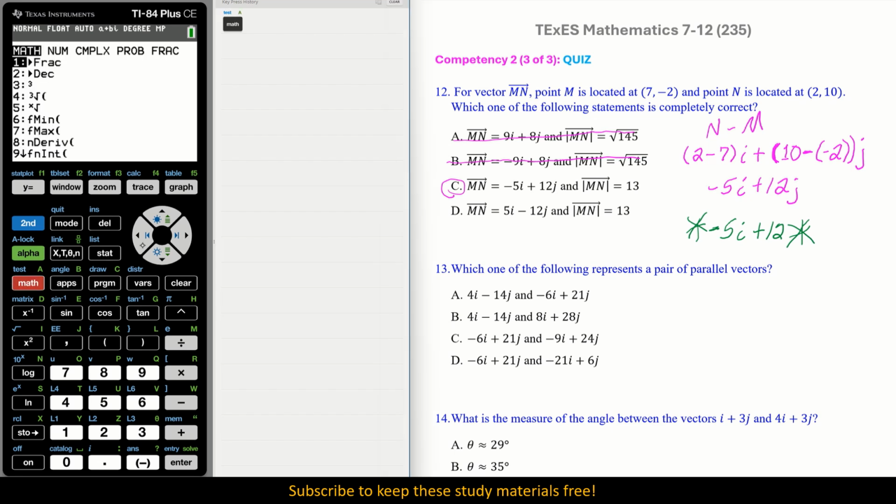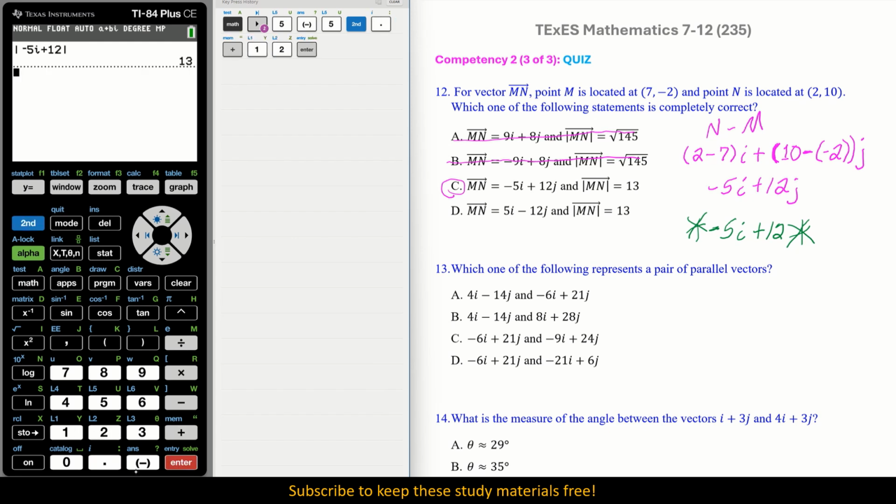All right. So say math, arrow over to complex. We want number 5. Now we need to put in -5, second i, and plus the 12. Push enter. And it's verified. 13 is that magnitude. So we're good with that. So let's go to 13.